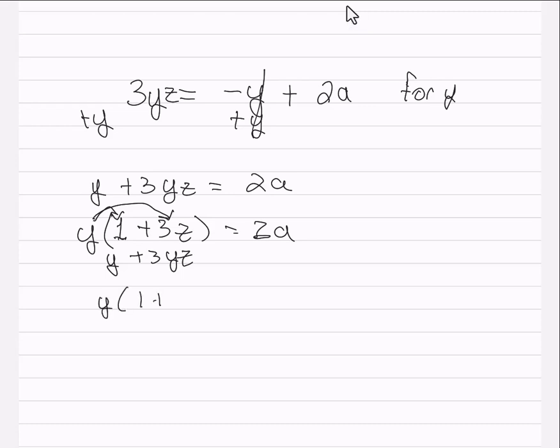So I have y times 1 plus 3z equals 2a. Divide both sides by 1 plus 3z. And I get y equals 2a over 1 plus 3z.